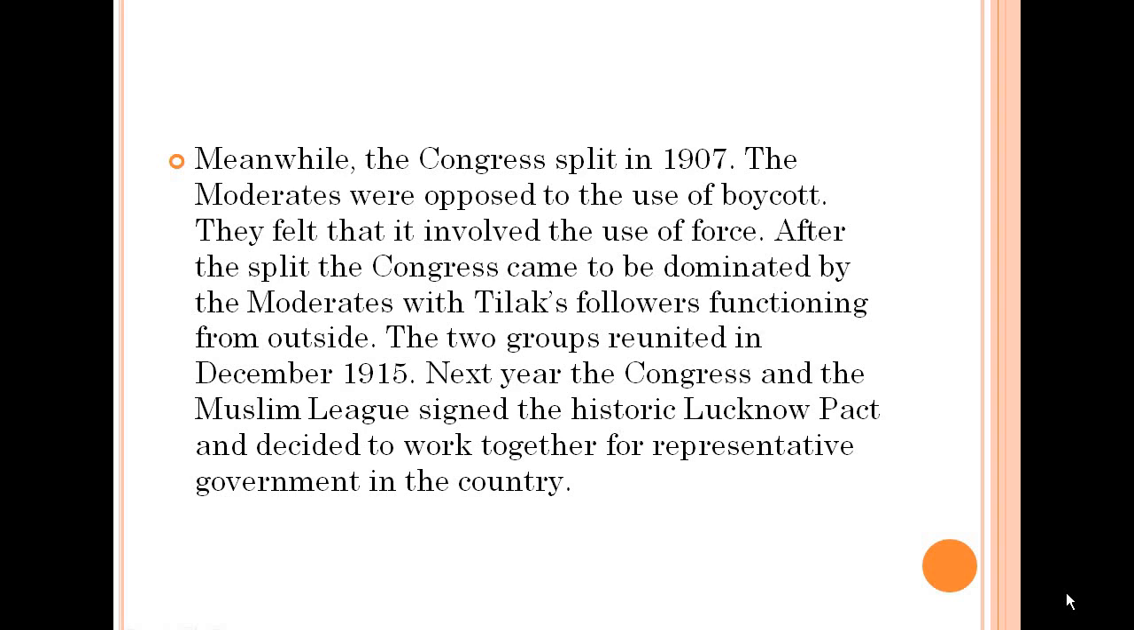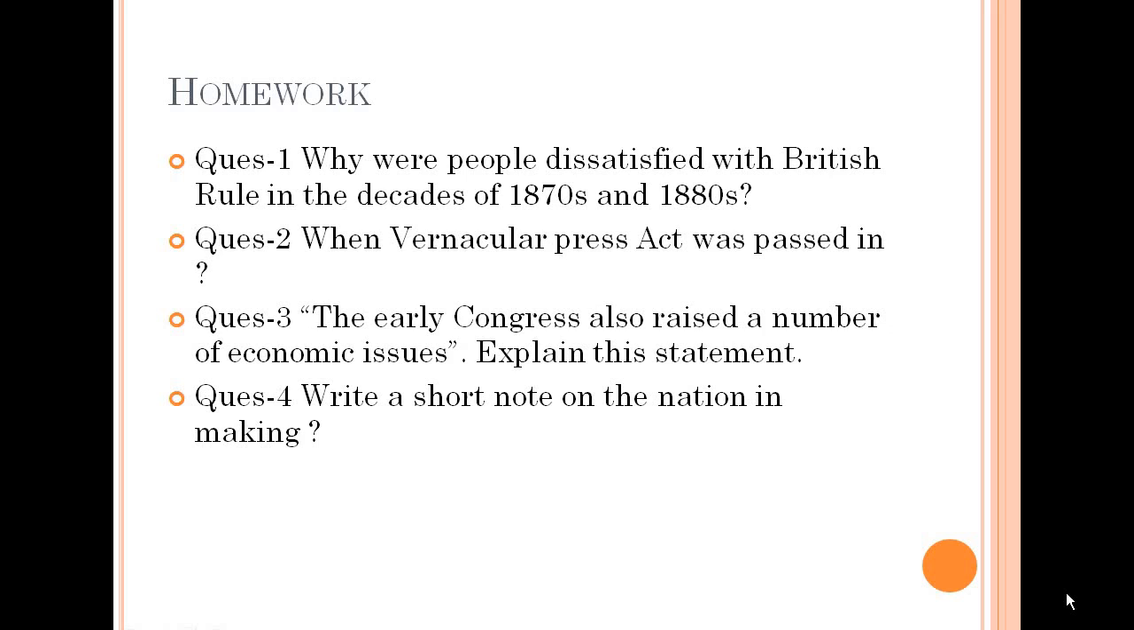Meanwhile, the Congress split in 1907. The moderates were opposed to the use of boycott, and they felt that it involved the use of force. And after the split of the Congress, it came to be dominated by Tilak's followers rather than the moderates. The two groups were reunited in December 1915, the next year of the Congress and the Muslim League. They both came together, and they signed the historic Lucknow Pact, and they decided to work together for representative government in the country. So that's it for today's lecture.